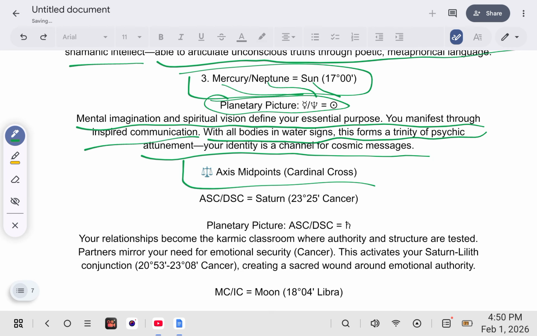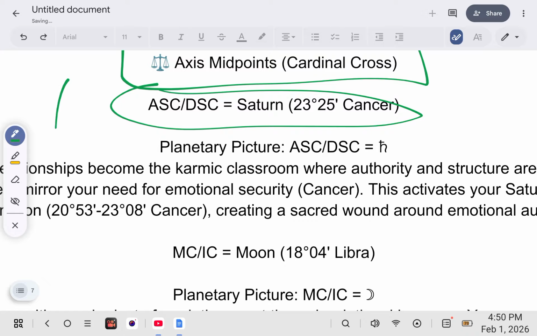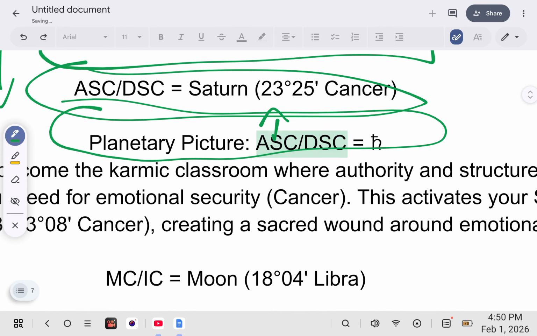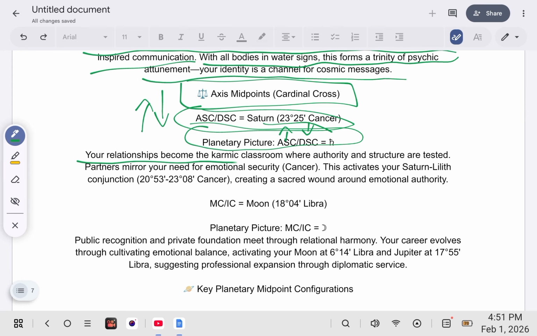Let's talk about the axes midpoints. Cardinal cross, which is essentially your ascendant and your descendant, equals Saturn, 23°25' of Cancer. So essentially ascendant, descendant, and then that's Saturn. My relationships become the karmic classroom where authority and structure are tested. Partners mirror my need for emotional security. Cancer, this activates my Saturn-Lilith conjunction, so at 20°53' and then 23°08' of Cancer, creating a sacred wound around emotional authority.